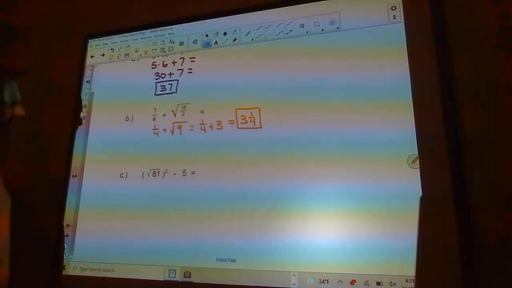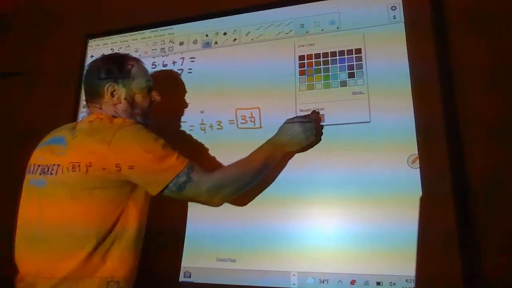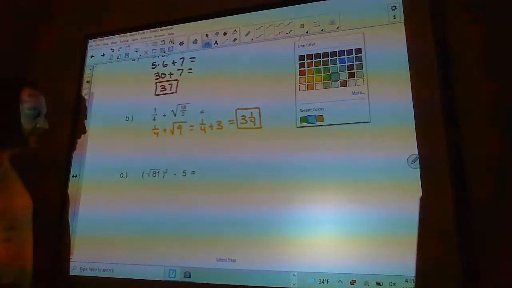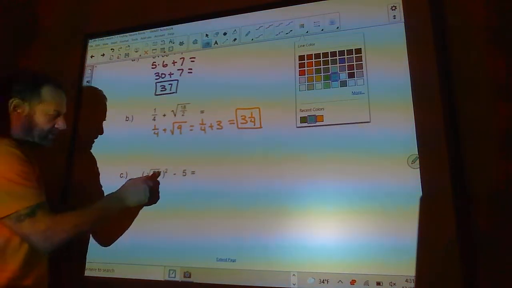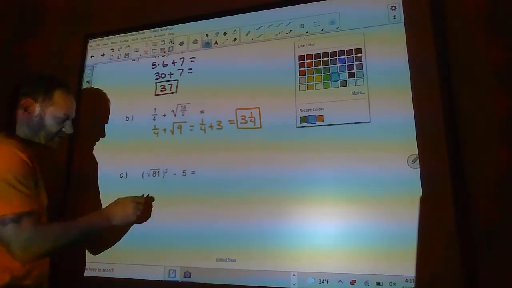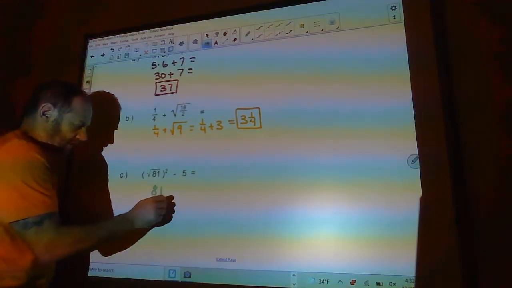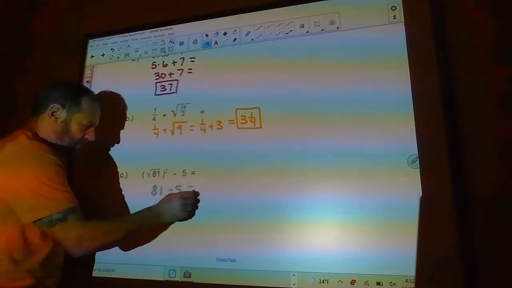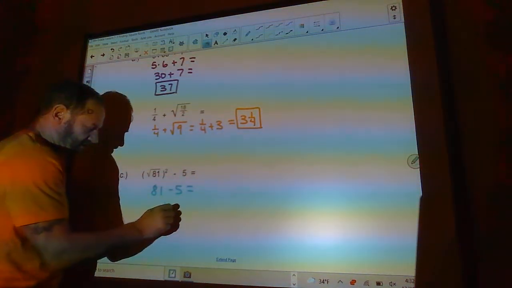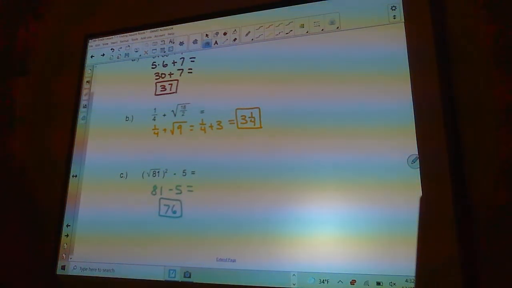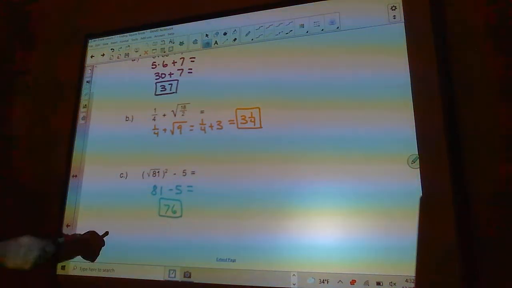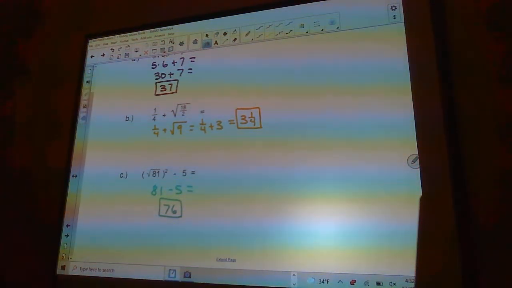Okay, here we have the square root of 81 squared minus 5. When you see a square root and a square like this, these two things just cancel each other out. This is just 81. 81 minus 5 is 76. So when you see a square root squared, or something squared square rooted, they cancel each other out and you just make them go away.